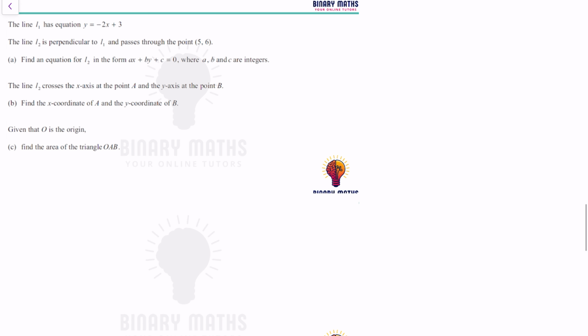Okay, let's do an exam question. So the line L1 has equation y equals -2x plus 3. The line L2 is perpendicular to L1 and passes through 5, 6. Find an equation for L2 in the form ax plus by plus c equals 0, where a, b, c are integers. Okay, so we have line 1, and the gradient of L1 is -2. You can clearly see that from that equation because it's in the form y equals mx plus c. Now, gradient of L2 is, because it's perpendicular, the negative reciprocal of the gradient of L1, which is -1 over -2, which is equal to a half.